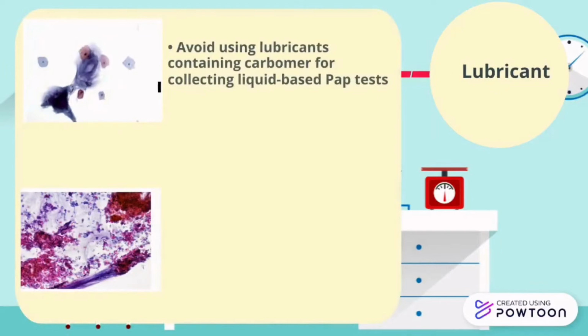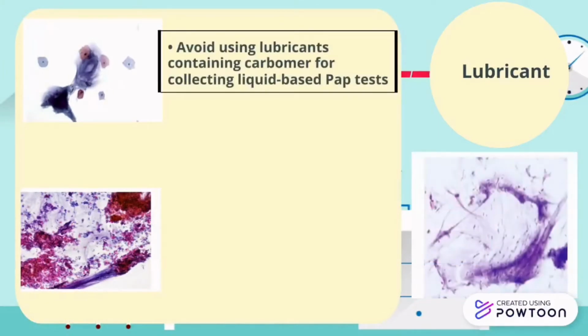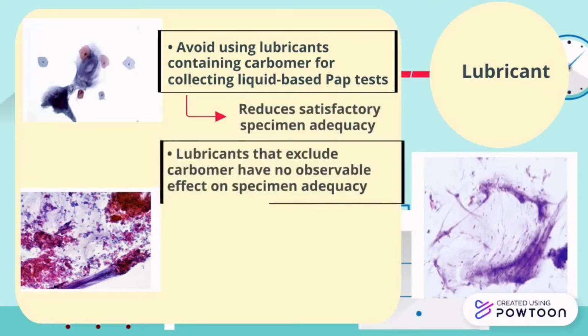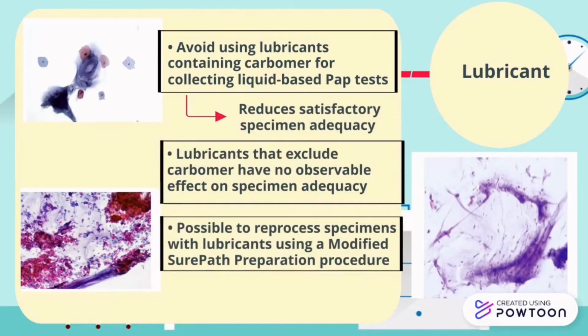Lubricant. Avoid using lubricant containing carbomers for collecting liquid-based Pap tests because it reduces satisfactory specimen adequacy. Lubricants that exclude carbomer have no observable effect on specimen adequacy. It is possible to reprocess specimens with lubricants using a modified slide preparation procedure, but with a low rate of success.